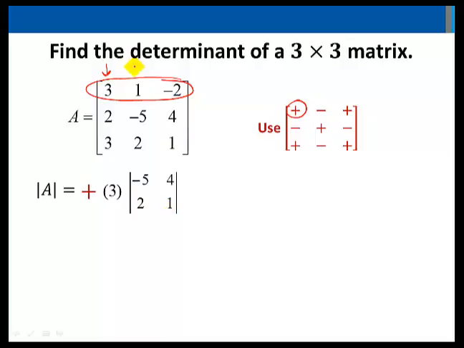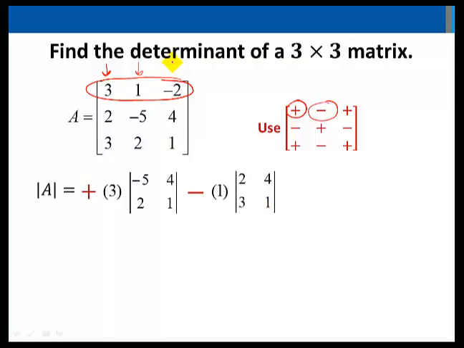Next, we move along to the second number in row 1, which is the number 1. This corresponds to a minus sign in our chart. So I put a minus sign followed by the number 1, followed by the determinant of the matrix I will get by eliminating the row and the column containing 1. That will be a matrix with the first column being 2, 3, the second column being 4, 1.